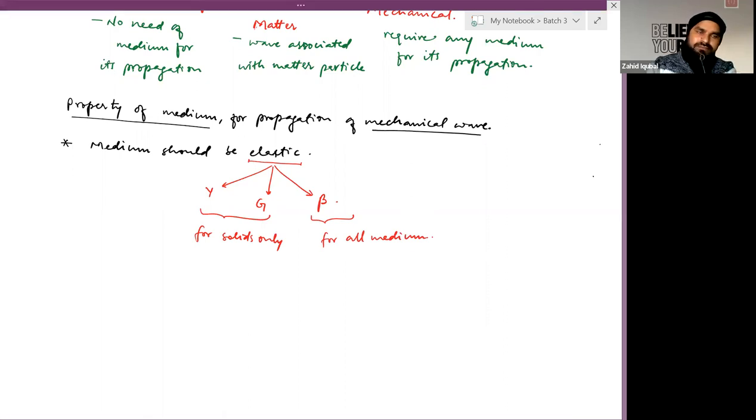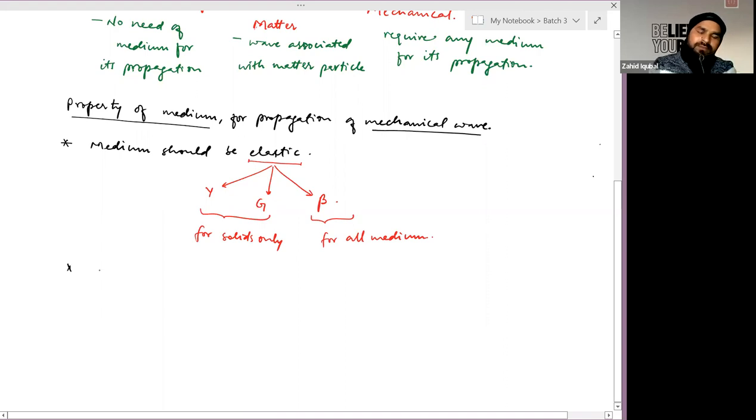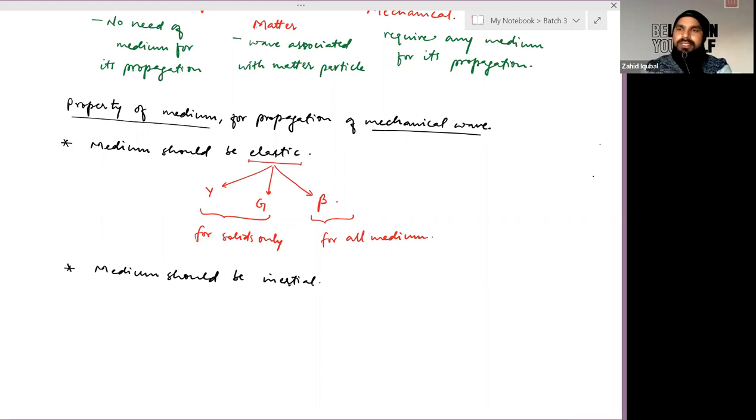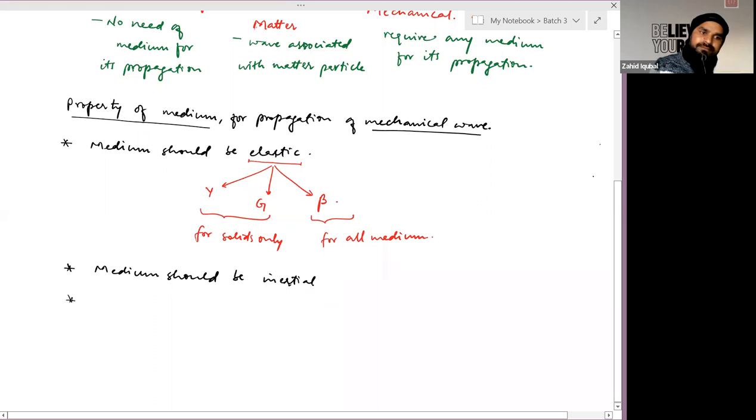Next, the medium should be inertial. It means it should have some mass, on the basis of which it will have a tendency to store energy. Suppose in the case of vacuum, which is massless, we can say it is non-inertial, so a mechanical wave will not propagate through it. Is it clear? Abhinav, any doubt?